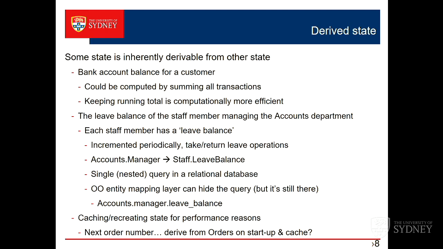There was a product I was an architect for, widely used in parts of the world, which had that model built in. You had components and you had events, and you could just sum over events to come up with the current value for something. And it had some interesting ideas in that. Leave balance for the staff member managing the account department. So it's an interesting example.